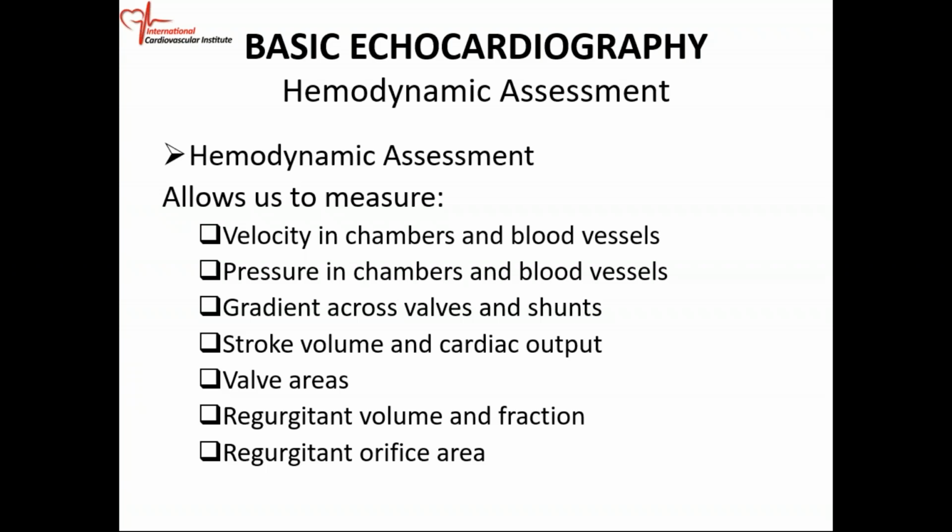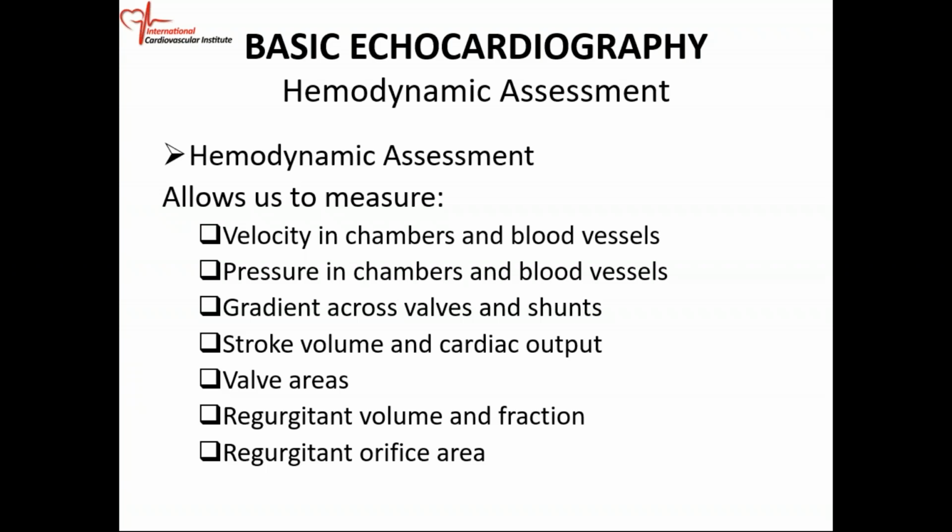Even when we talk about regurgitation of blood flow across valves, so we talk about mitral regurgitation, we talk about aortic regurgitation, aortic insufficiency, we can determine the amount of blood that's going backwards. And as a result of that, we can determine how much regurgitation there is. Is it mild, moderate, or severe? So hemodynamics allows us to do that.